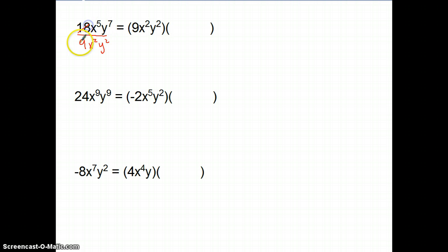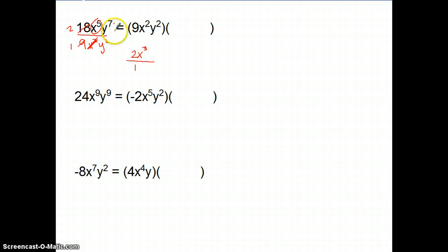My 18 and my 9 reduce to a 2 and a 1. My x to the 5th and my x to the 2nd reduce when I subtract exponents to x to the 3rd power. Since there are more x's on top, my x's in the denominator go away completely. So I've got 2x to the 3rd on the top over 1 on the bottom.